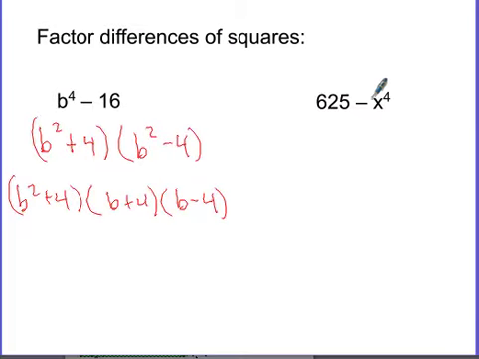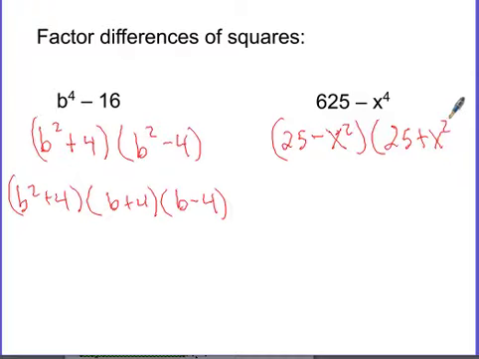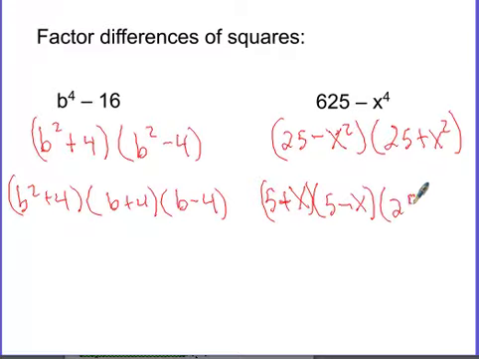Something really similar here. What's the square root of 625? 25. So we have 25 minus x squared times 25 plus x squared. Now we can factor this one again. So it's 5 plus x times 5 minus x times 25 plus x squared.